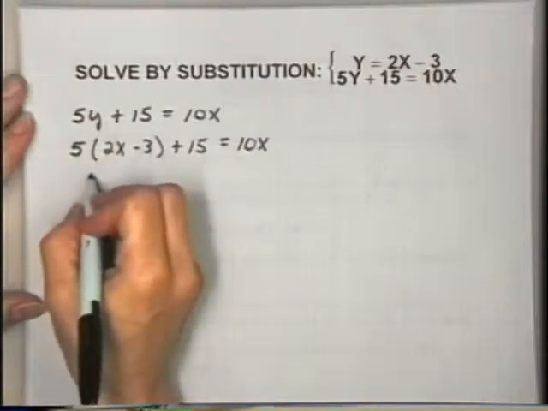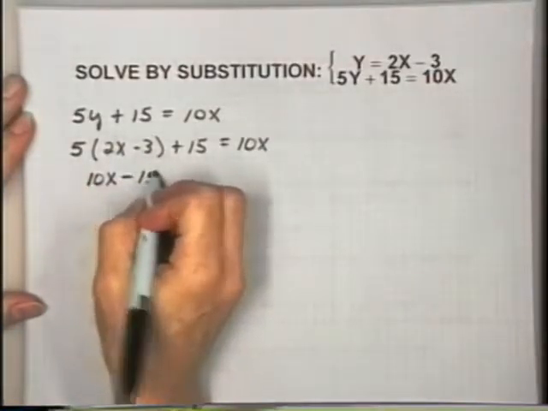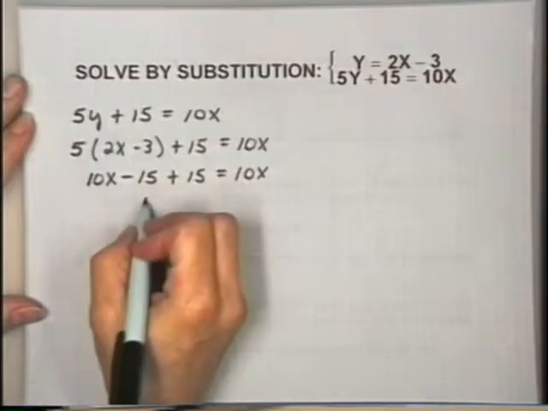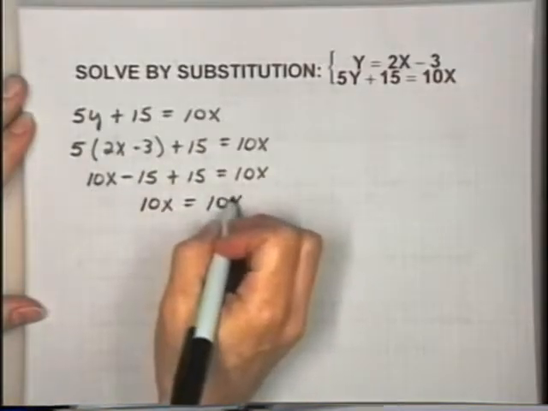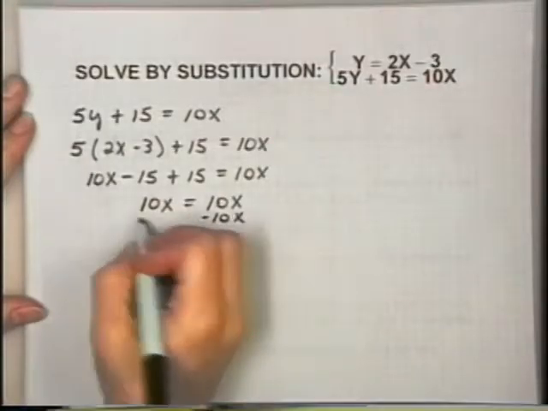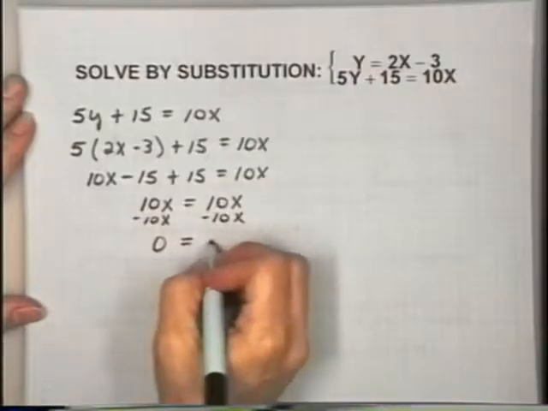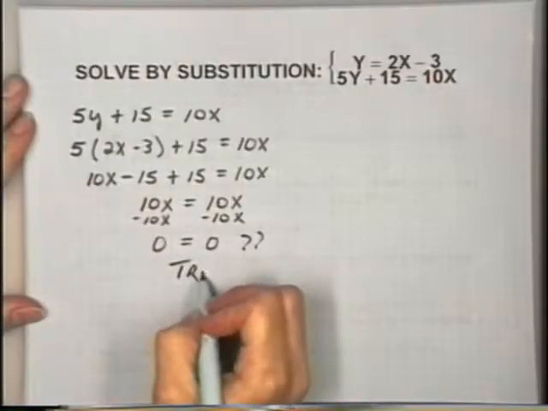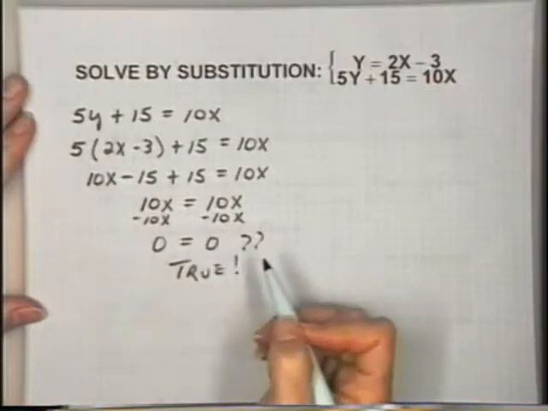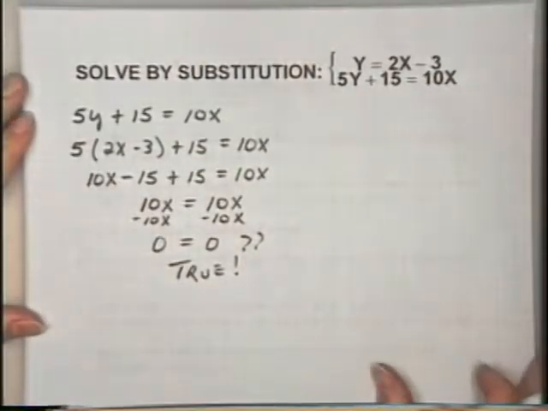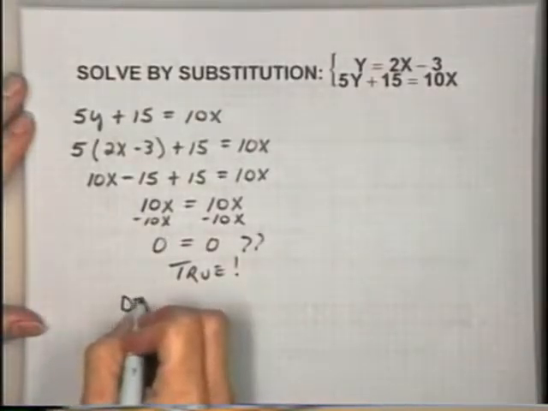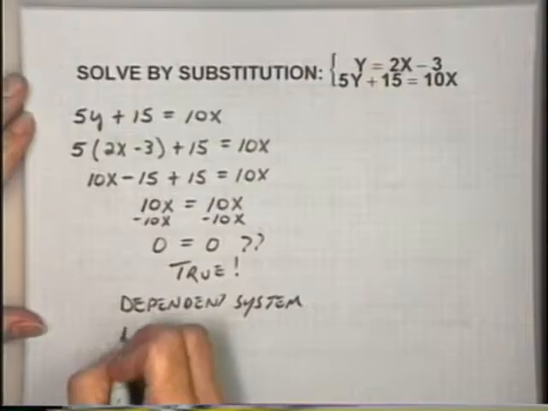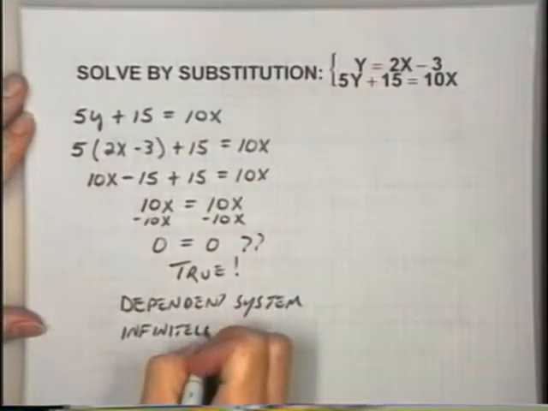Now, if I distribute here, 5 times 2x is 10x. I have minus 15 plus 15 equals 10x. Of course, these like terms add to 0, don't they? So I have 10x equals 10x. If I get my x's all on the same side, then I have a 0 equals 0. Well, what does this mean? This statement is true, isn't it? 0 does equal 0. But what has happened? My variables have dropped out. So when this occurs, we have a dependent system. What did dependent mean? There are infinitely many solutions.